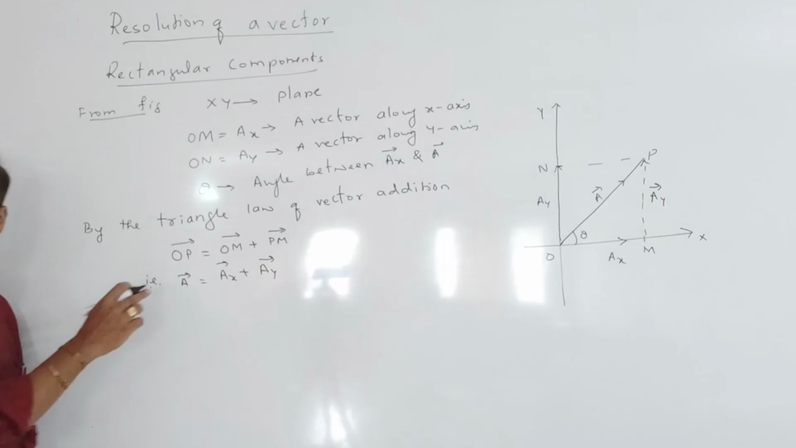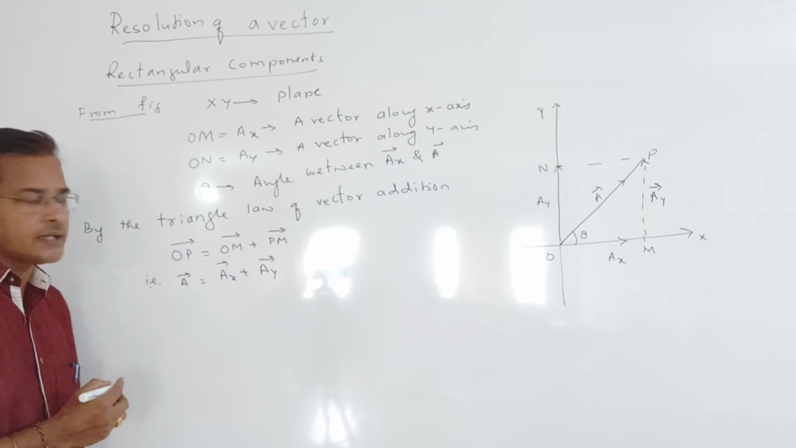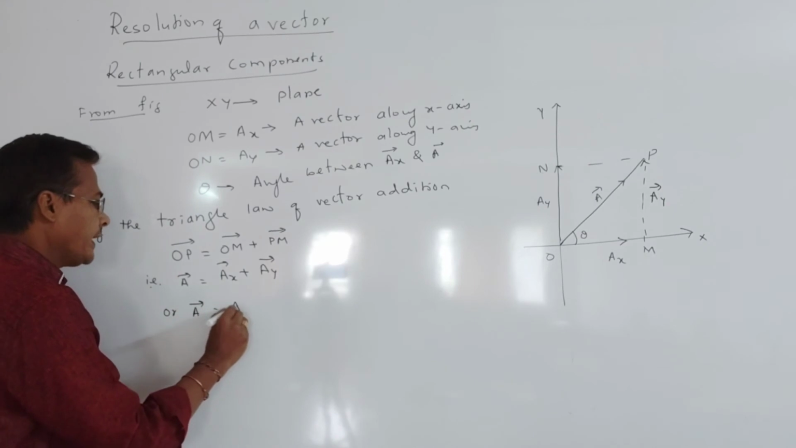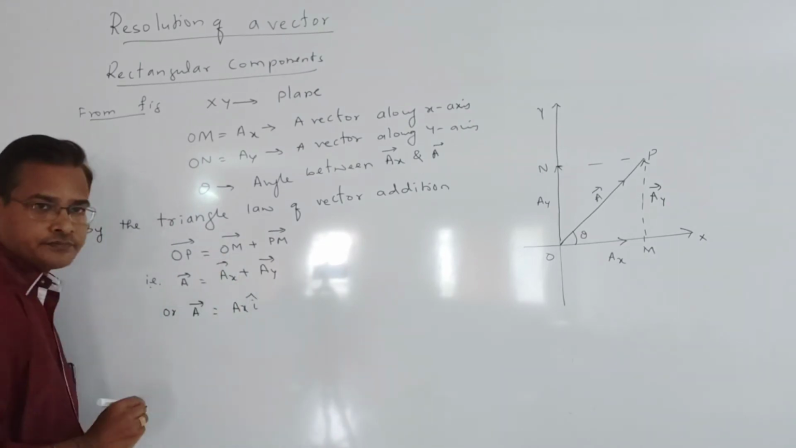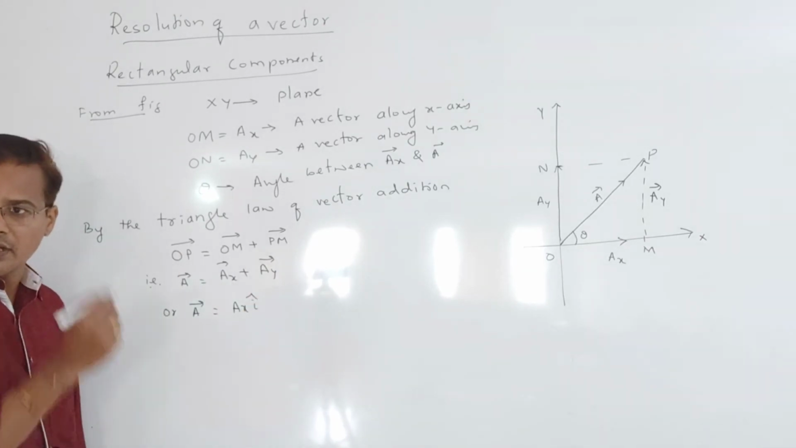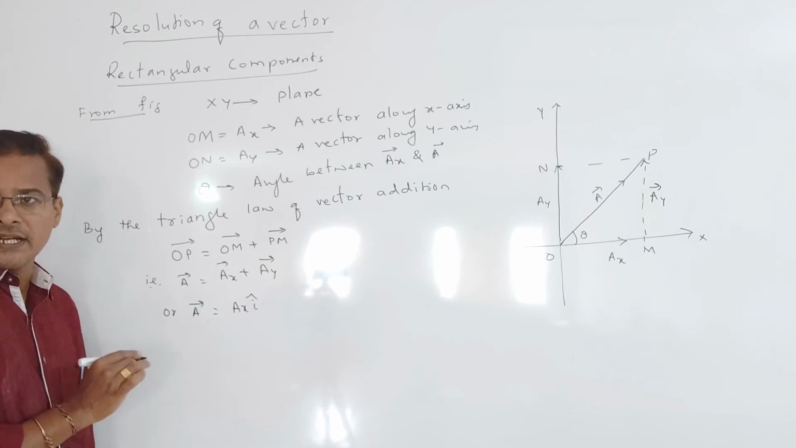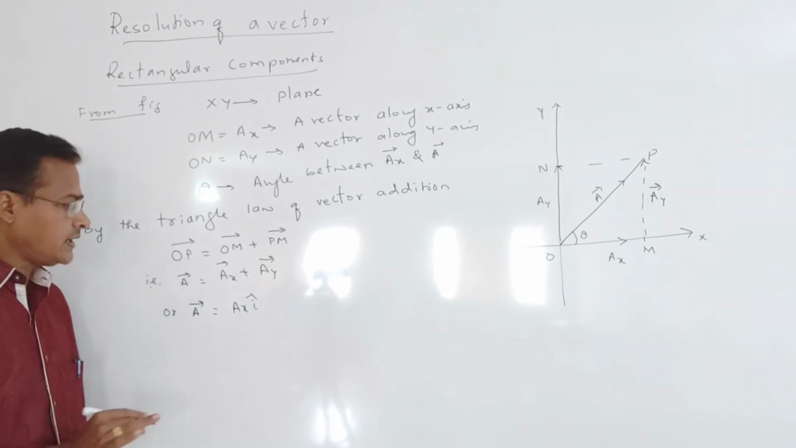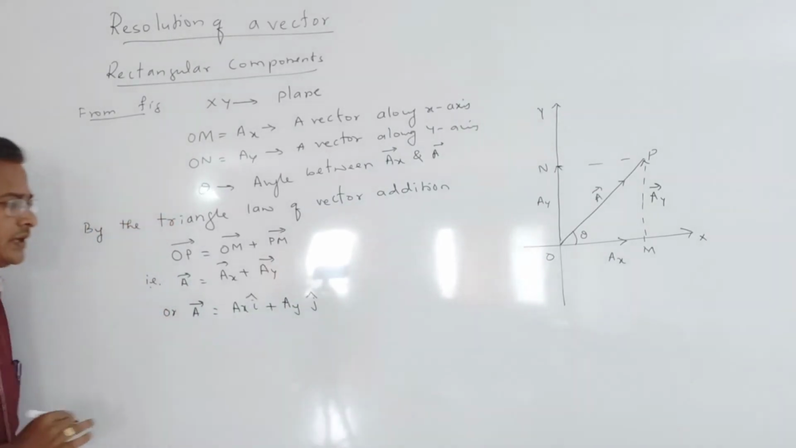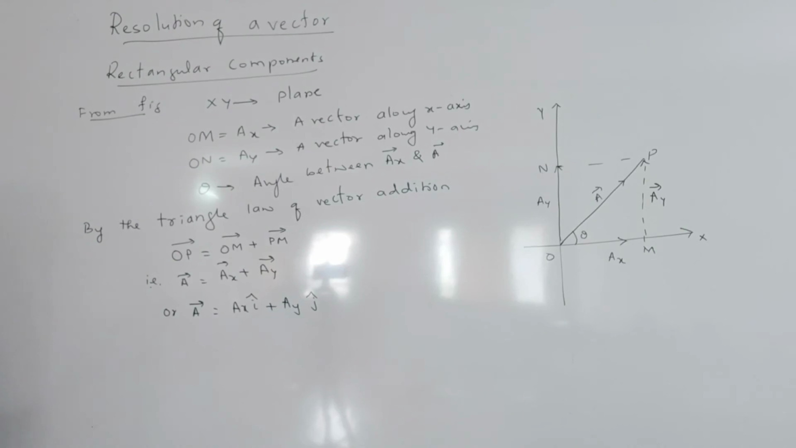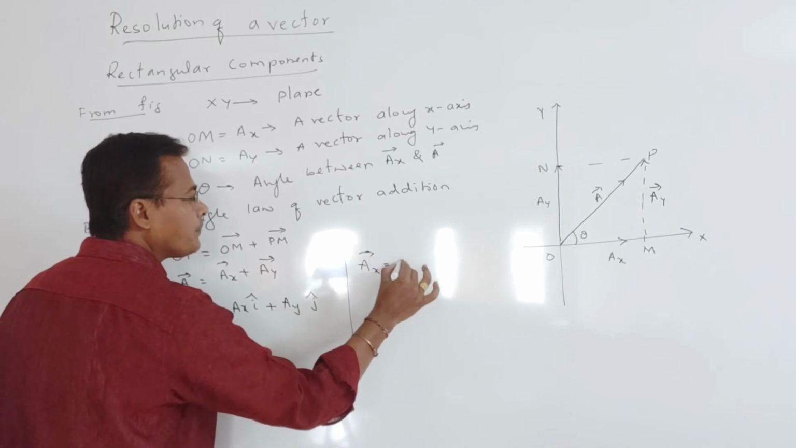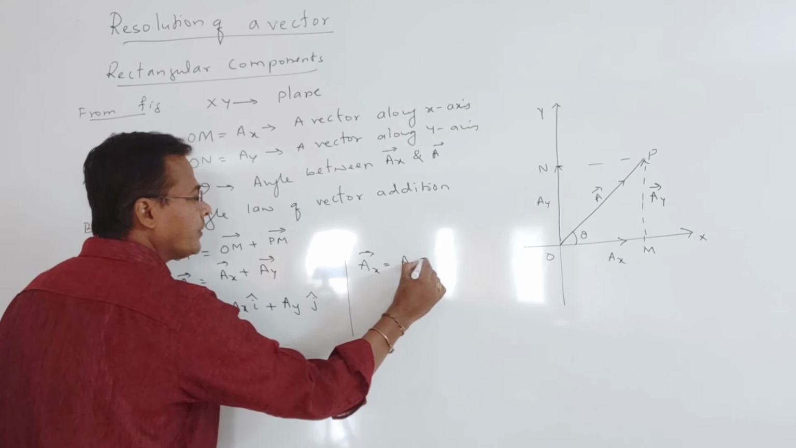This AX vector we can write in terms of unit vectors. We can write A vector equal to AX I cap plus AY J cap. I cap is the unit vector along the x direction. I have already explained this in unit vectors, orthogonal triads. So how have we written it? AX is the magnitude into I cap.